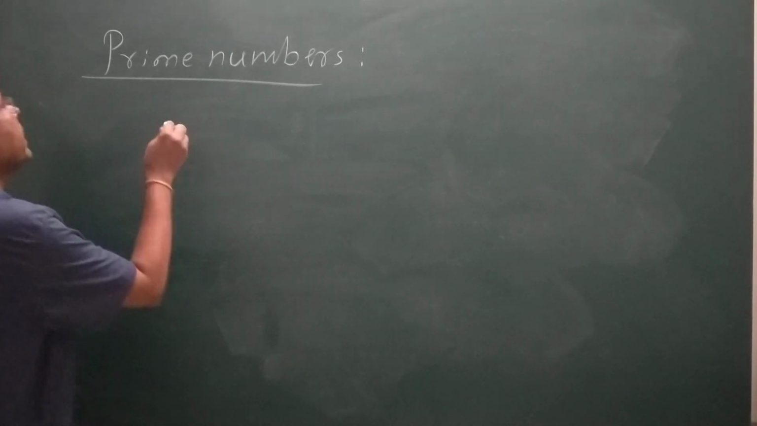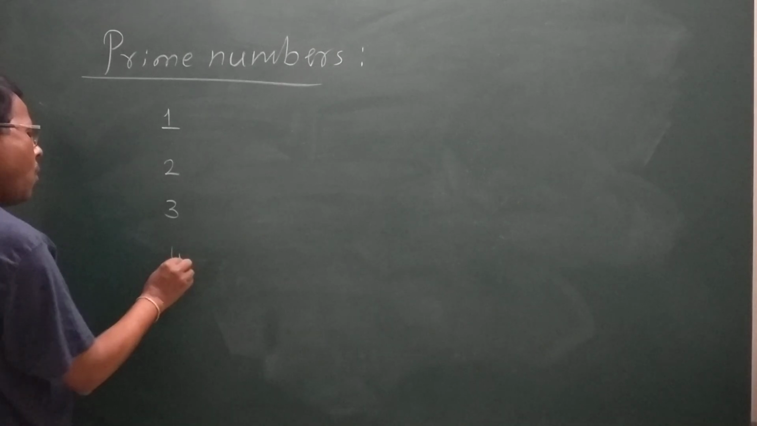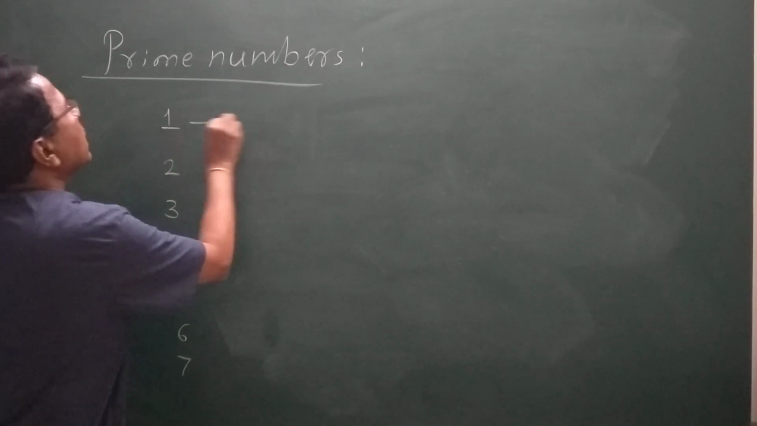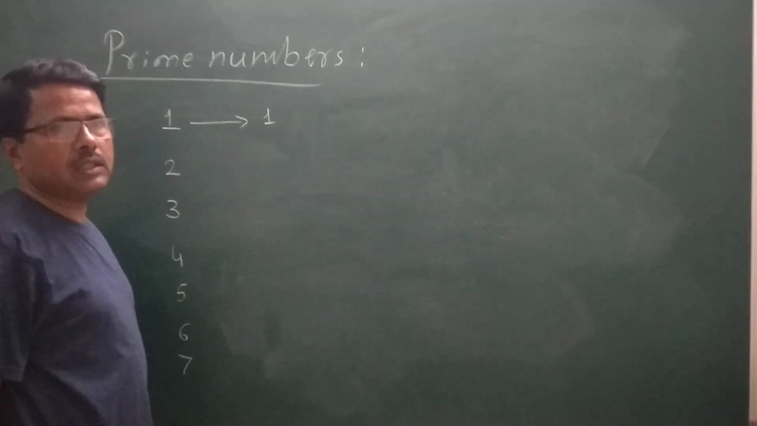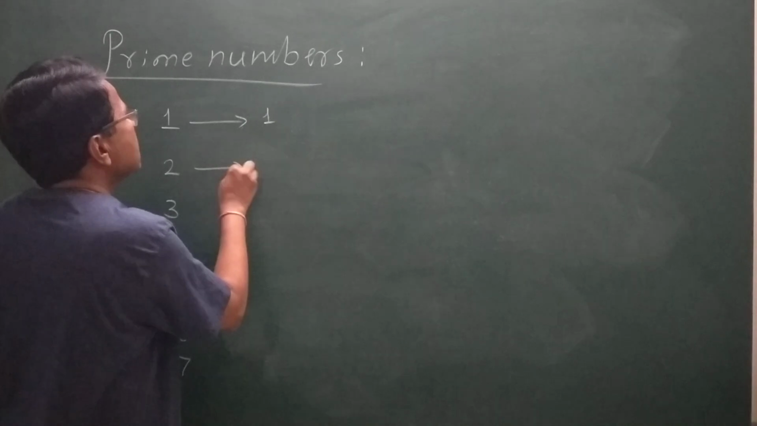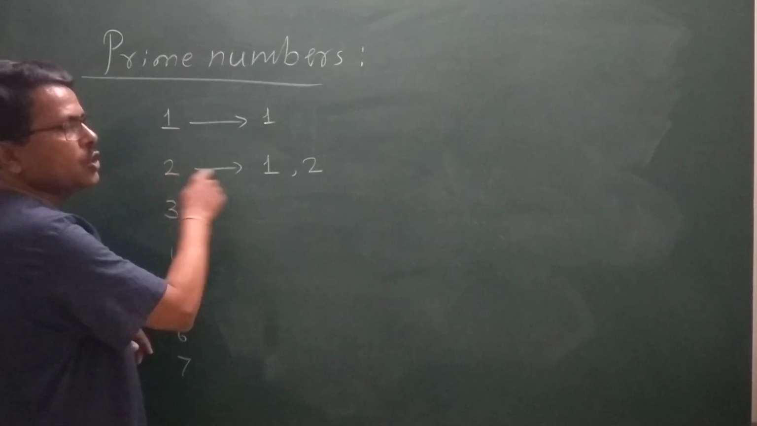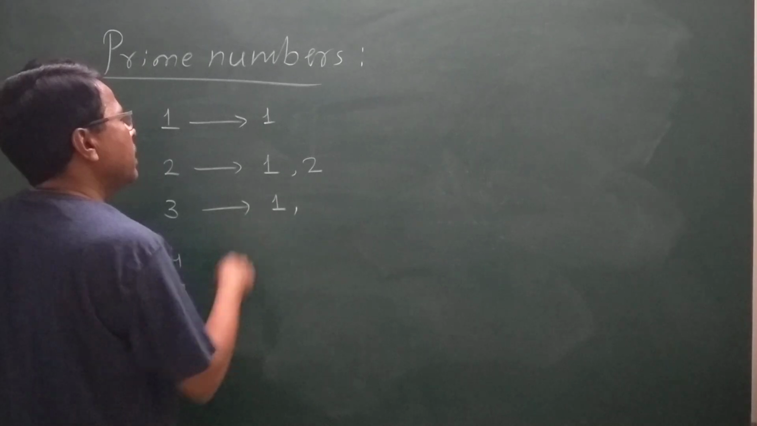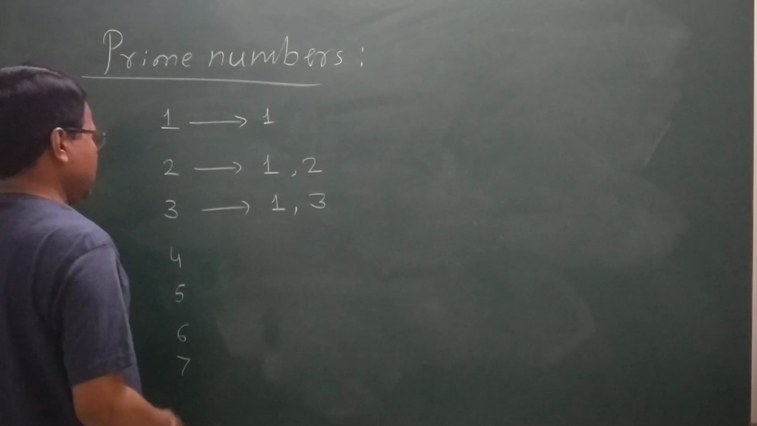For example, if I take numbers say 1, 2, 3, 4, 5, 6, 7. Here 1 is divisible by 1. That is, 1 has only one factor. 1 comes in the table of 1. 2 is divisible by 1. 2 is divisible by 2. That is, 2 has two factors. 3 is divisible by 1. 3 is divisible by 3. 3 has only two factors.